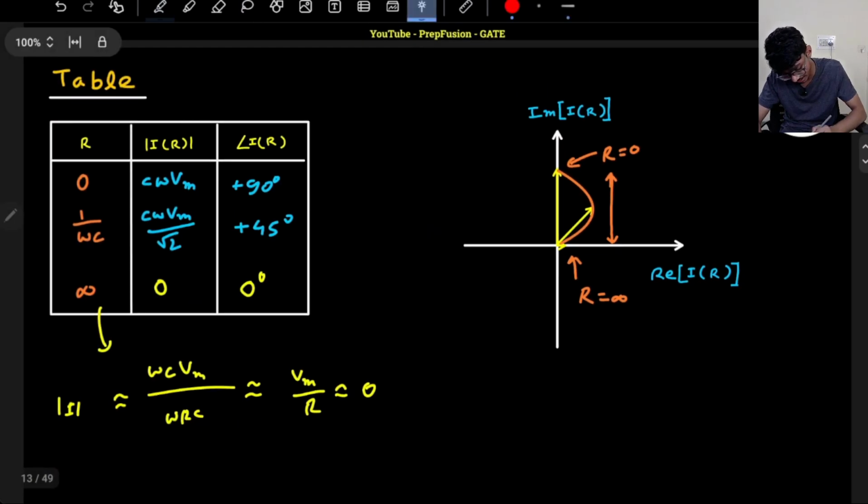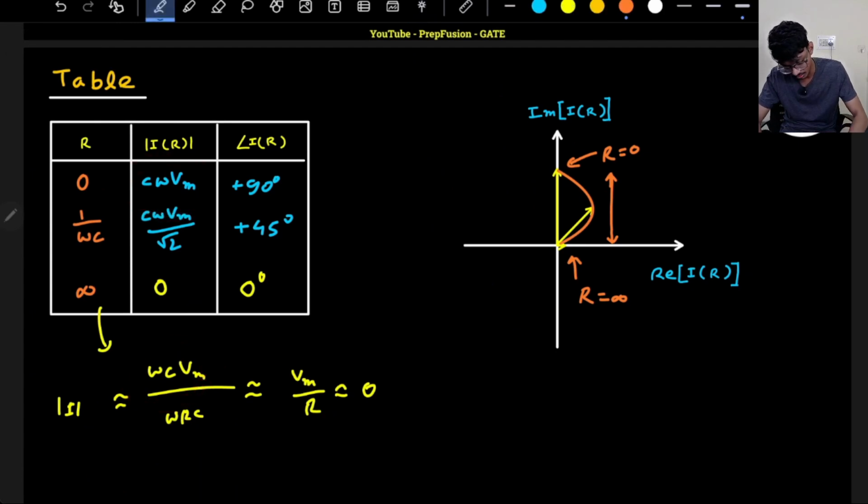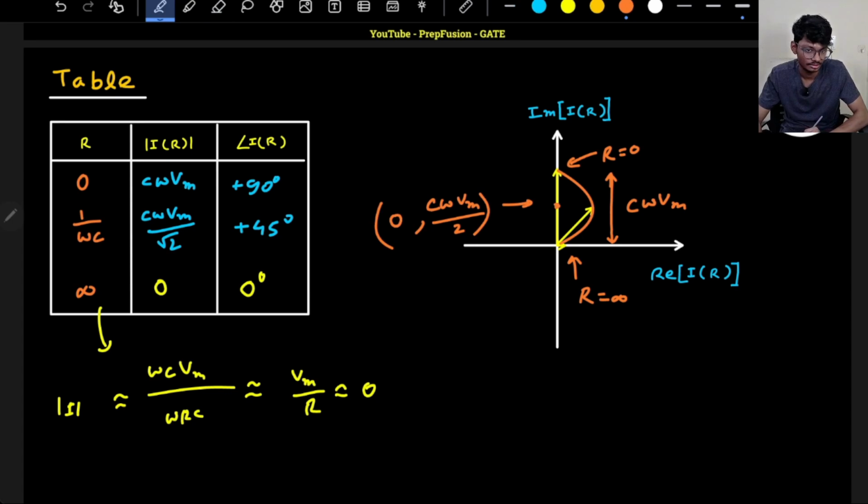The diameter of the semicircle has now changed, the value has also changed. The diameter is C omega Vm. And again, what is the center? The center is C omega Vm by 2. This is the y-axis, so the center point is 0 comma C omega Vm by 2, and the radius is also C omega Vm by 2.